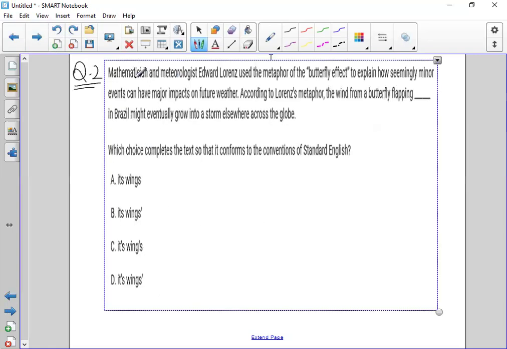Now, second one. Mathematician and meteorologist Edward Lorenz used the metaphor of the butterfly effect to explain how seemingly minor events can have major impacts on future weather. According to Lorenz's metaphor, the wind from a butterfly flapping blank in Brazil might eventually grow into a storm elsewhere across the globe. So here we can look at the options, it swings, again it swings, but here there is an apostrophe in the end after S. Here there are two apostrophes. There is an apostrophe in its as well as in wings. Here also there is an apostrophe in its and in wings, but here it is before S and here it is after S. So we need to understand the importance of the apostrophe here.